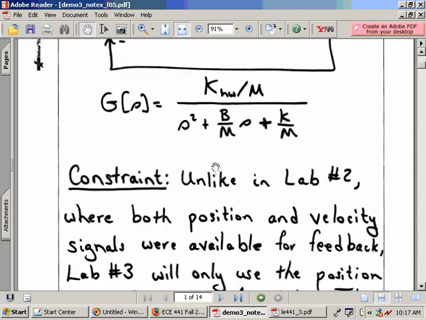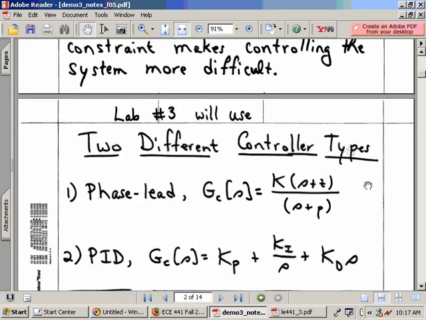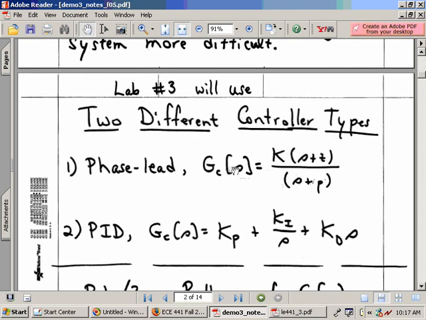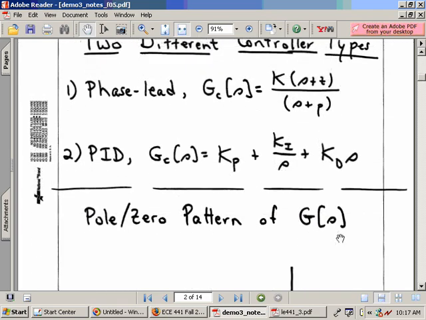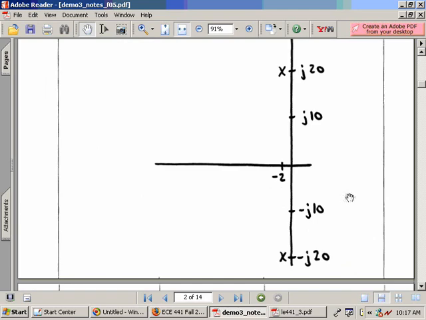In lab number 3, we're working with 2 different kinds of controllers, one being a phase lead controller and the other being a PID controller, or a proportional integral derivative controller, which is indicated by these 3 terms. Our system, open loop, is given by the following pole zero diagram.